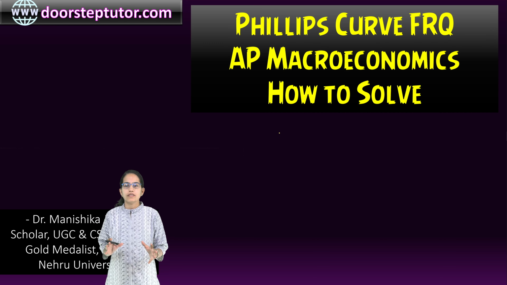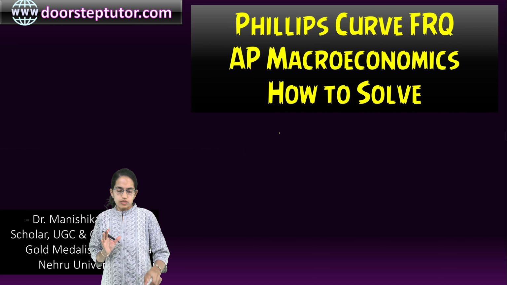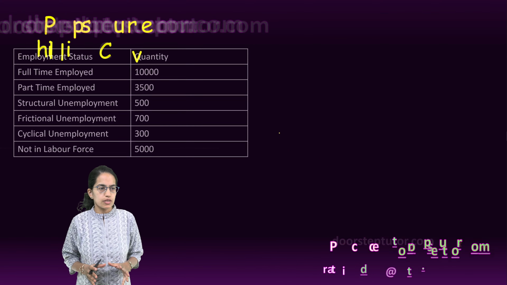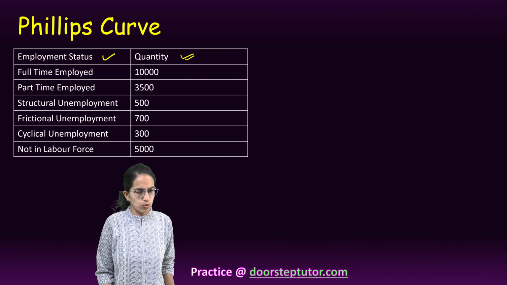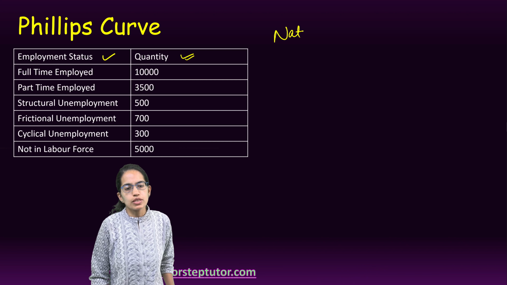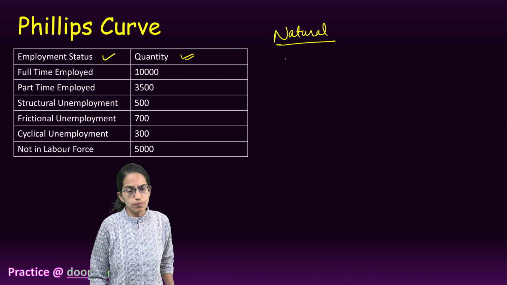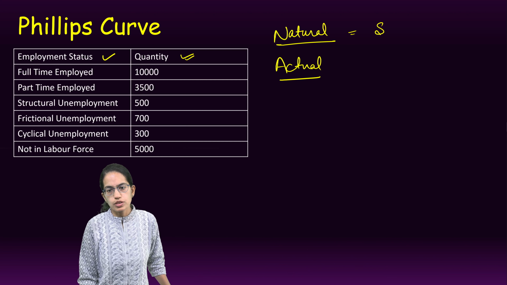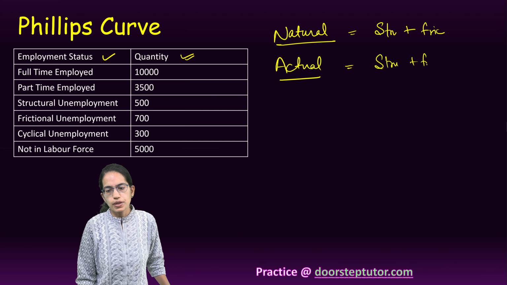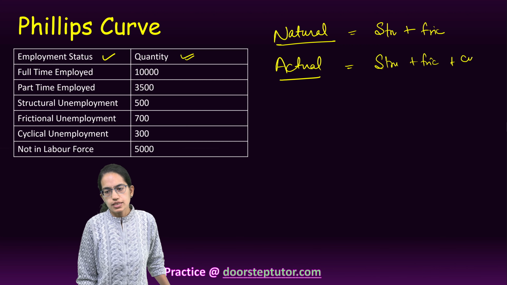Welcome. In this question, we have to solve the question based on the Phillips curve. What is given is the employment status and the quantity. We have to find out the natural rate of unemployment and the actual rate of unemployment. So, how do we do so? Natural rate of unemployment would include the structural as well as the frictional. However, actual rate of unemployment would include structural plus frictional plus cyclical.